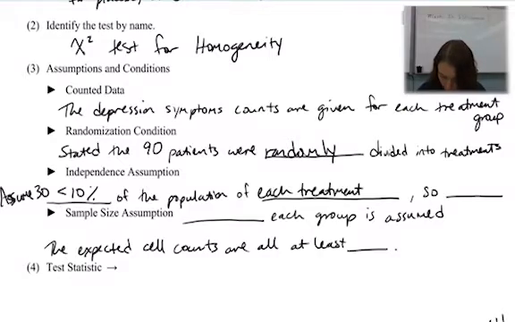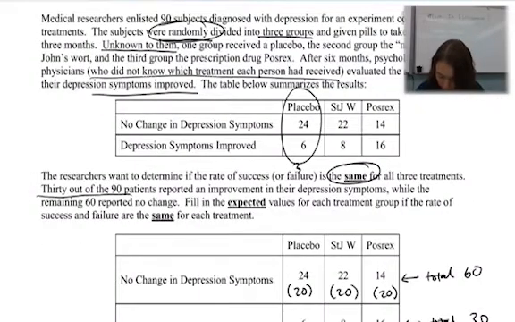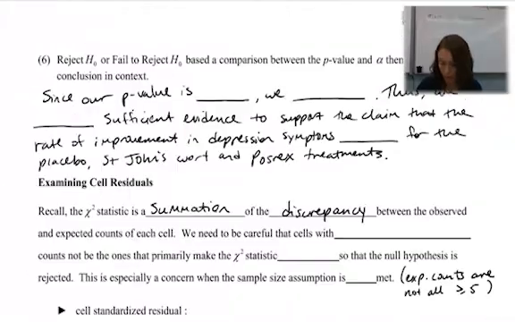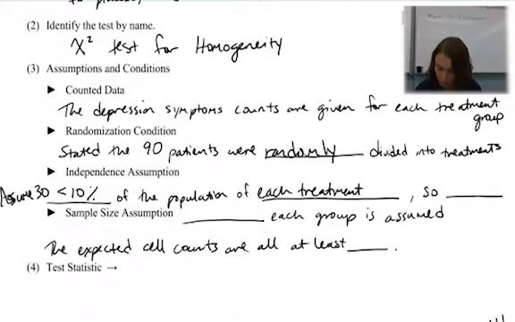So again, we're looking at each treatment. There were 30 people here, and 30 people here, and 30 people here. So 30 in each treatment. So assume 30 is less than 10% of the population of each treatment. So independence within each group is assumed.